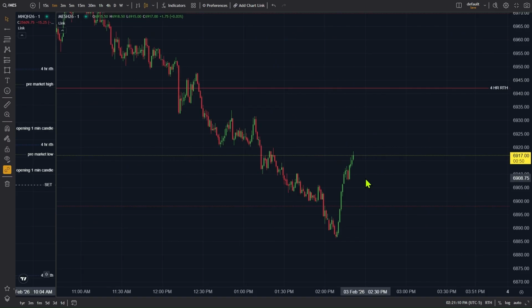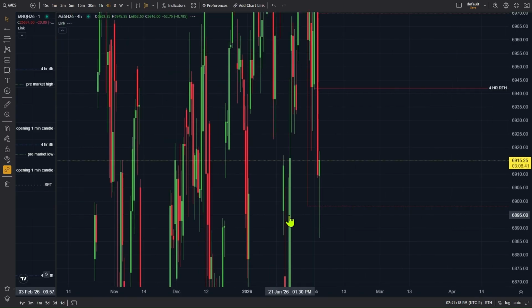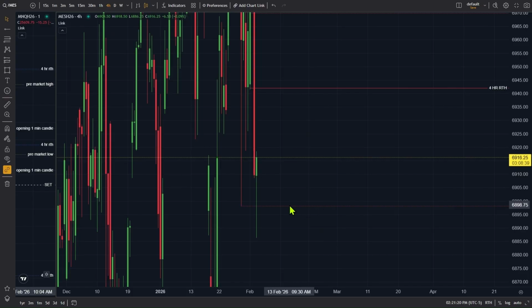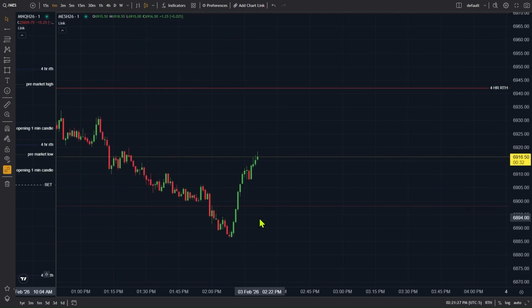Now look down here. We took out this low that I had marked. I think it may be a 4-hour RTH, but it is right there. 4-hour regular trading hour low. We finally found a bottom, took it out, and look what's happening.